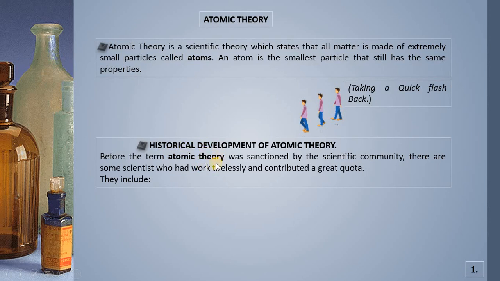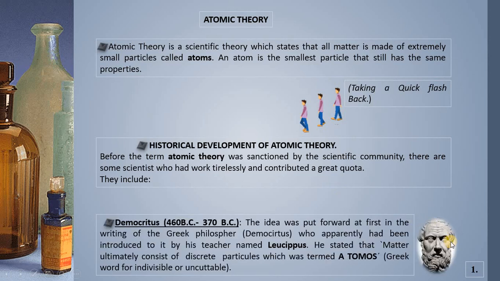Before the term atomic theory was sanctioned in the scientific community, there are some people that contributed a great quota to the scientific community. My first 5 slides will be talking about the historical development of atomic theory, where I will just paraphrase them. At first, the picture of Democritus from 460 BC to 370 BC. He said that matter ultimately consists of discrete particles which are termed atomos. Now we know where the term atom comes from: a Greek word which simply implies indivisible or uncuttable. Remember, Democritus is a Greek philosopher.